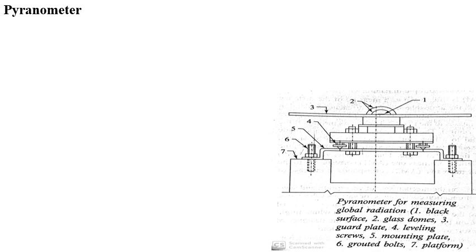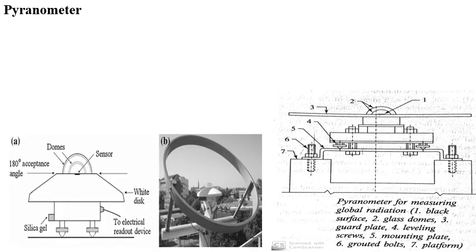So you can see the sketch where the pyranometer is shown. It has a black surface and glass domes, which are guarded with plates and leveling screws in order to maintain the level. A mounting plate and bolt is fastened with bolts to the platform.